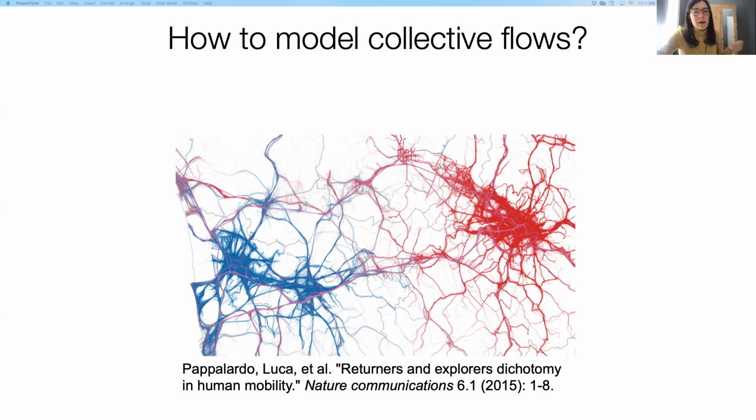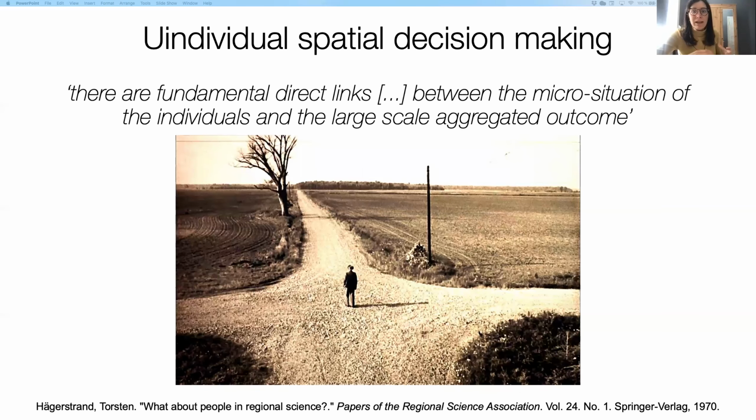But my point is that to understand how these flows happen, we need to understand how single individuals take spatial decisions. So my research is very much focused on the individual and how single people take spatial decisions. Here I put a quote from Hagerstrand, who's one of the fathers of individual level human mobility, who says there are fundamental direct links between the micro situation of the individuals and large scale aggregated outcomes. So here we really zoom into the individual, and we can because we now have amazing data for doing this.